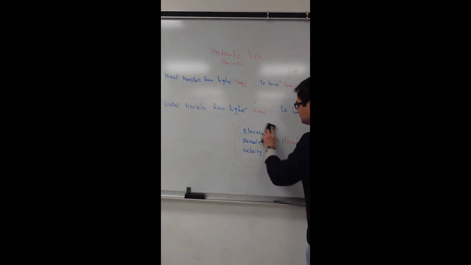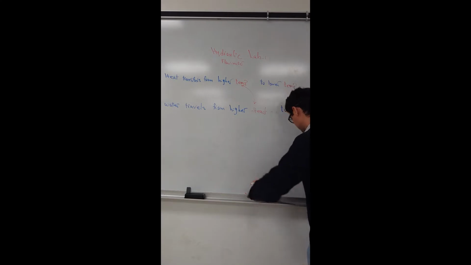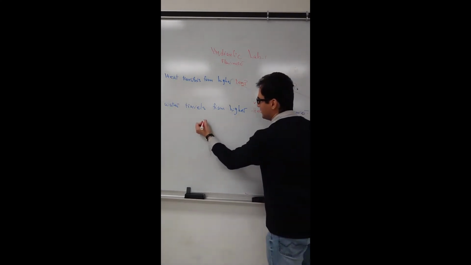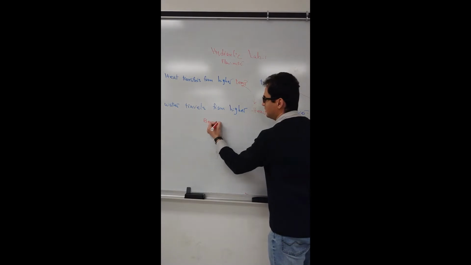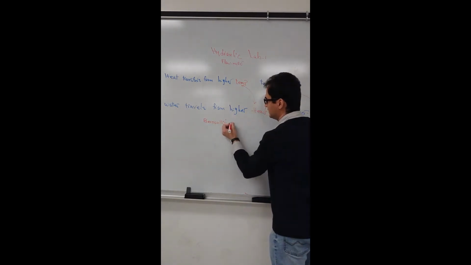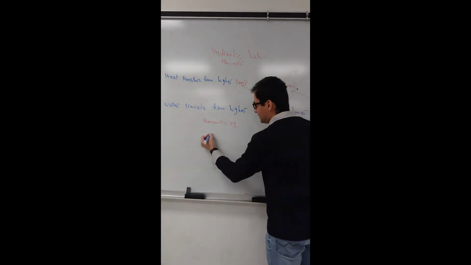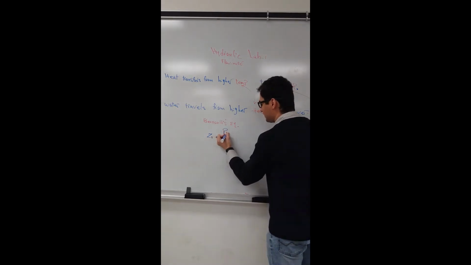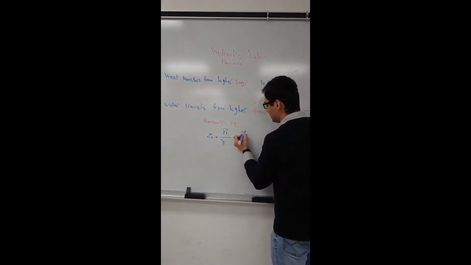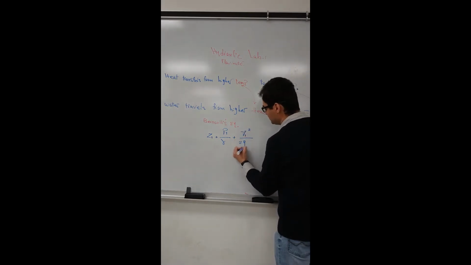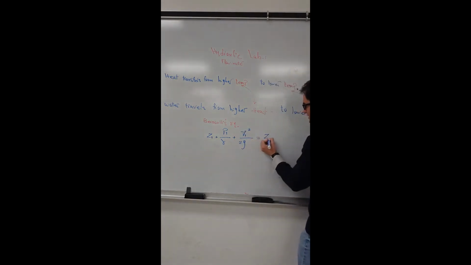If you have a closer look at Bernoulli's equation, it says Z1 plus P1 over gamma plus V1 to the power of 2 over 2g is equal to the same terms for the second cross section, Z2 plus P2 over gamma plus V2 to the power of 2 over 2g.